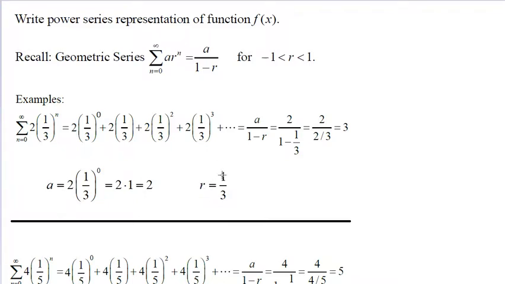And so r is between negative 1 and 1. Therefore, this geometric series converges to a divided by 1 minus r. In this case, a is 2, r is 1/3, 2 divided by 2/3 is 3. So this geometric series converges to 3.